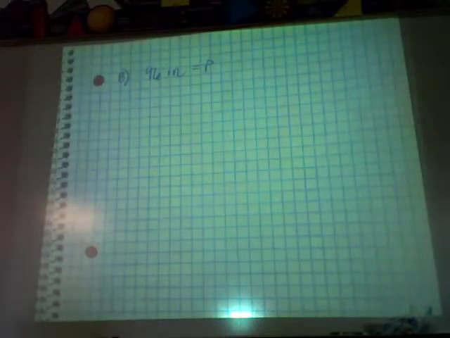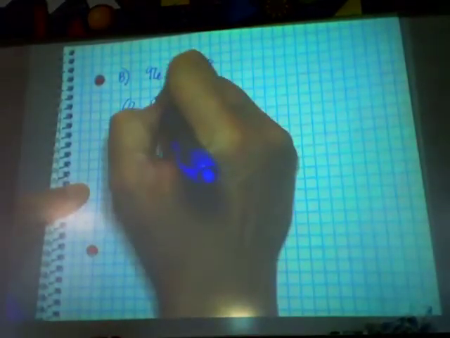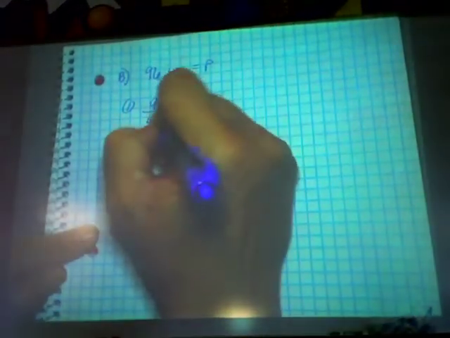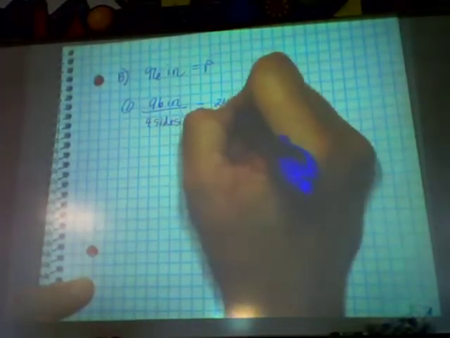Okay, so is there some disagreement going on around here? What do you think the answer is? 576. That is the answer. All right, let's see why. So step one, what do you do? Divide. So we take 96 and we divide it by 4 sides. What did you get when you divided it? 24. 24 inches is correct.